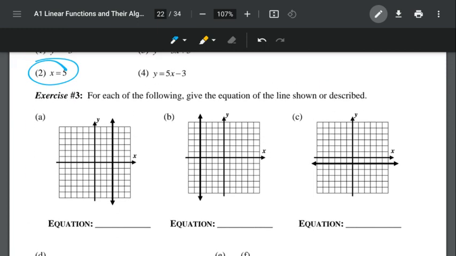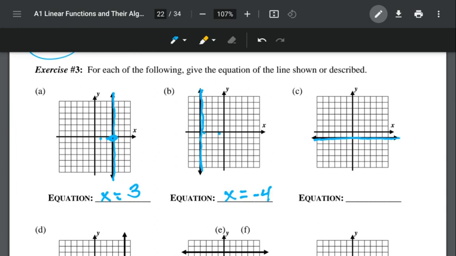Now we're going to practice making equations. For letter A, here's our line. It's vertical. X equals, what's the x number? 1, 2, x equals 3. Try letter B. It's a vertical, so it's an x equals, what's the x number? 1, 2, 3, 4. -4.